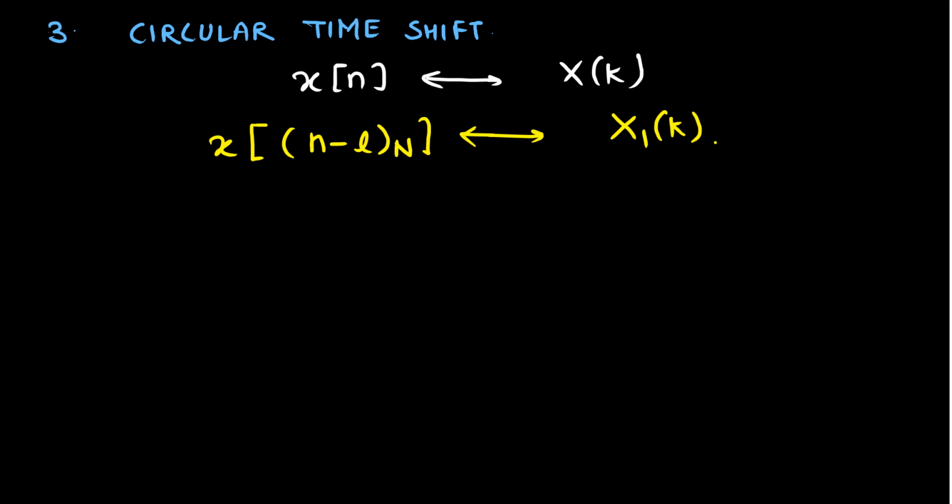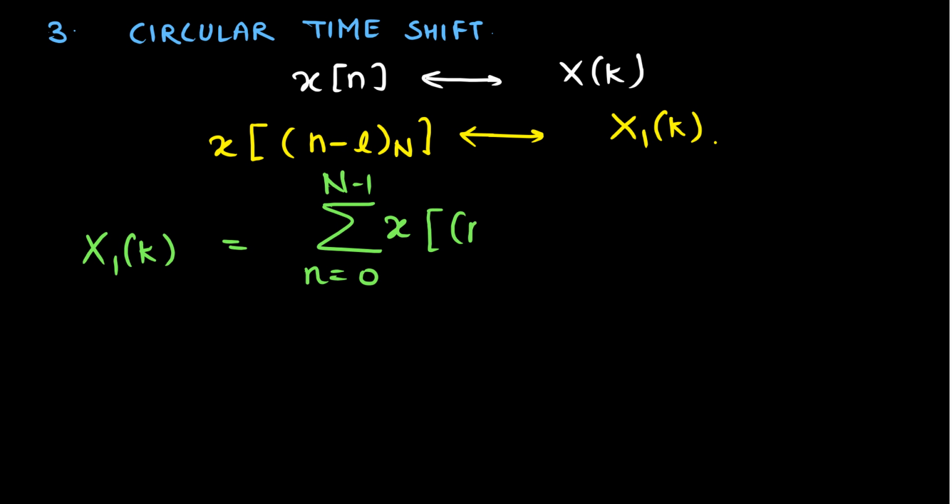So we have x1 of k is equal to summation n running from 0 to N minus 1 x of n minus L modulo N e to the power minus j 2 pi k n by N. And now what we can do is we are going to consider this summation in two parts. So we are just going to split it into two parts like this.